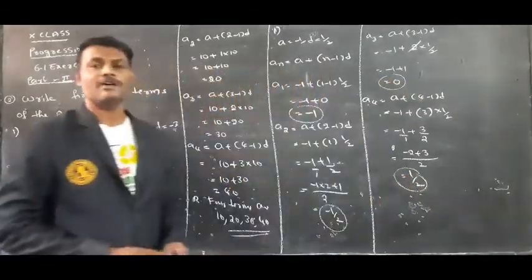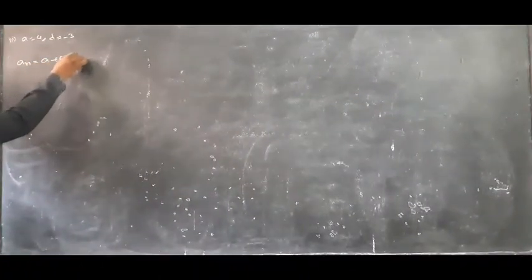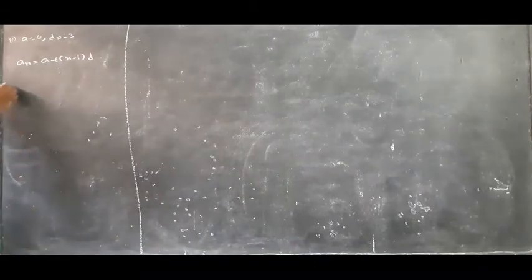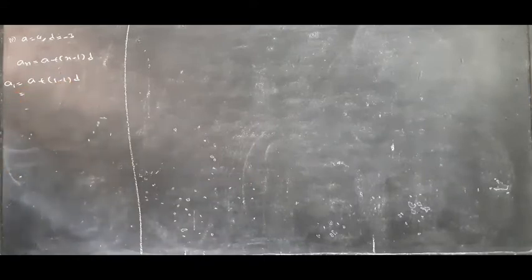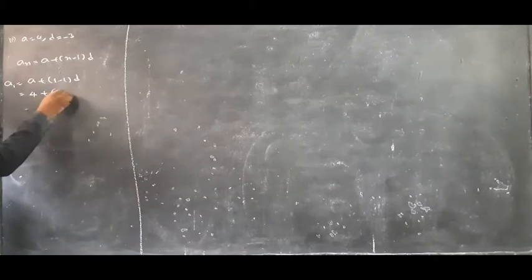So these are the first four terms. An is equal to A plus n minus 1 into D. A1, the first term, is equal to A plus 1 minus 1 into D. What is the meaning of A? A is 4, plus 1 minus 1 means 0, into D means minus 3. 0 into something is 0. It is nothing but 4.